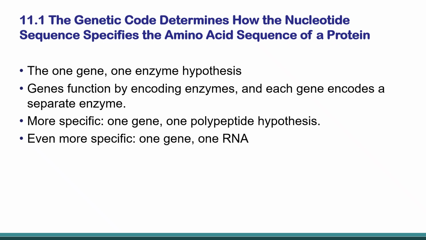And so to be a little bit more specific, or in some sense a little more broad, we could say, well, one gene produces one polypeptide. And that's really great, but what about those functional RNA molecules? In which case we would need one gene for one RNA. And in any of these cases, we get a phenotype.